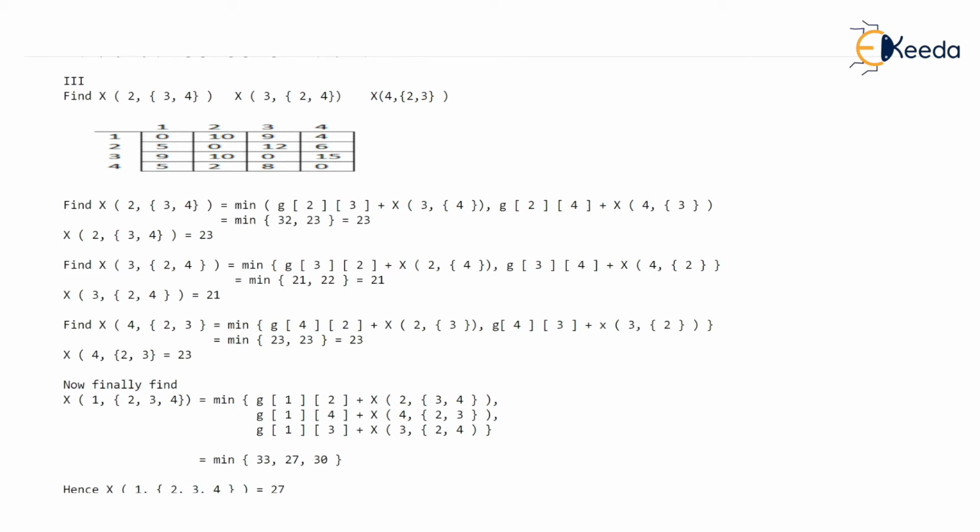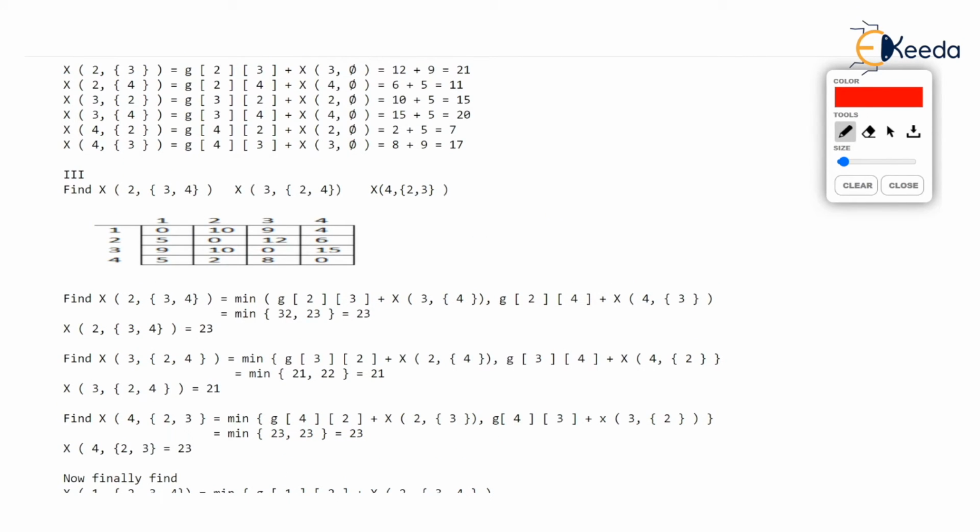Just check this, that x23 from the graph is 12 from the matrix, and x34 above here is 20, isn't it? 20, comma, the other combination x24 from the matrix is 6, isn't it? 6 plus x43 from the above computation is 17. So we want to find out the minimum of these two, that is 32 and 23, which is 23. Hence x234 has come out as 23.